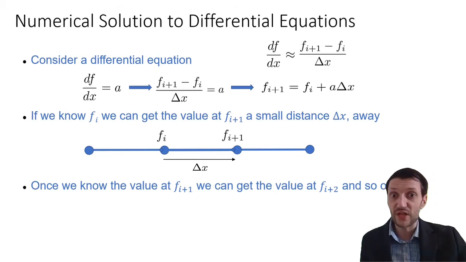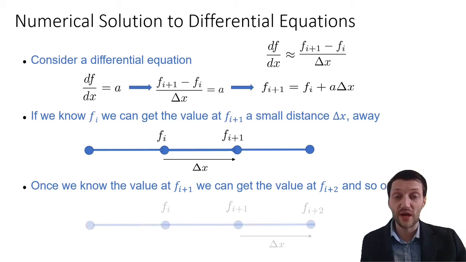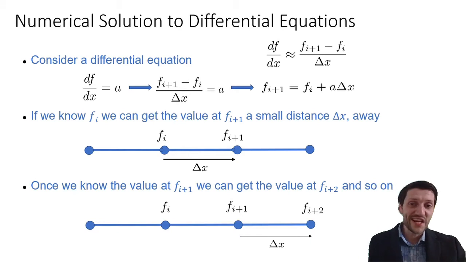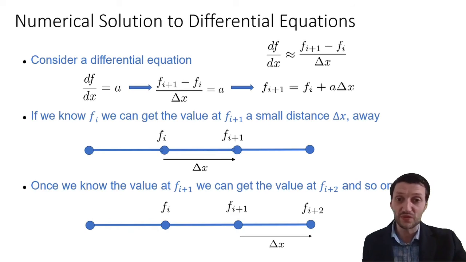So what that means then is if we know the value at i plus 1, we can get the value at i plus 2. So we essentially have a technique here that would allow us, from knowing one single point, to calculate every other point in the domain, just by sort of stepping through.